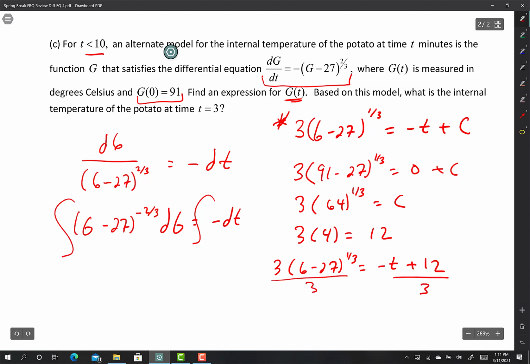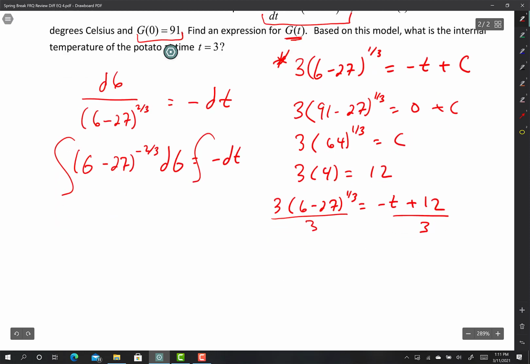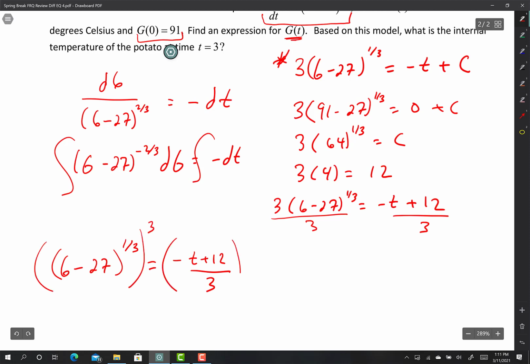And I'm not going to bother to reduce that. You could say negative 1/3 t plus 4, but I'm going to leave it. g minus 27 to the 1/3 equals negative t plus 12 over 3. And now I'm going to raise it to the 3rd power, and I'm going to raise this to the 3rd power. So g minus 27 equals this guy to the 3rd power.